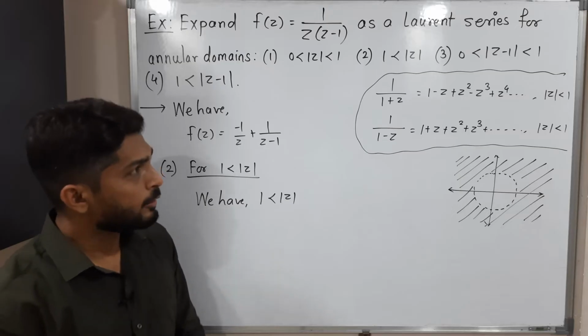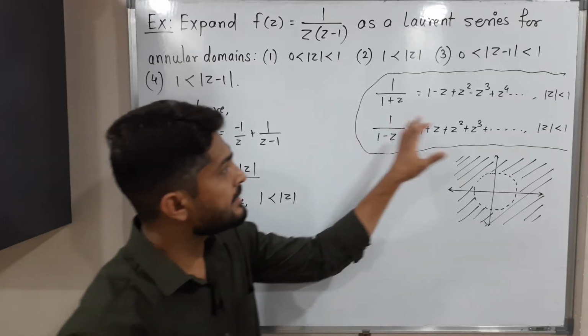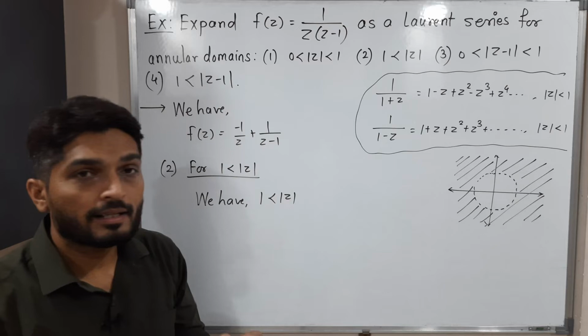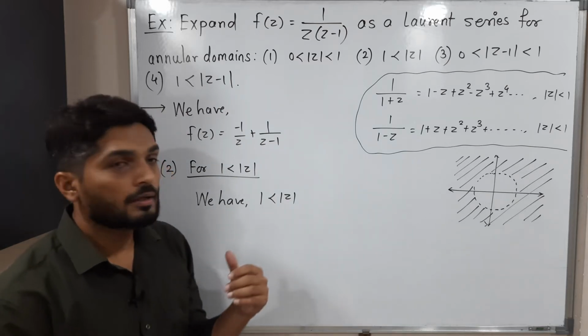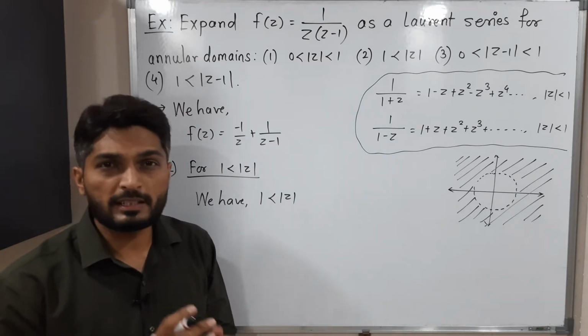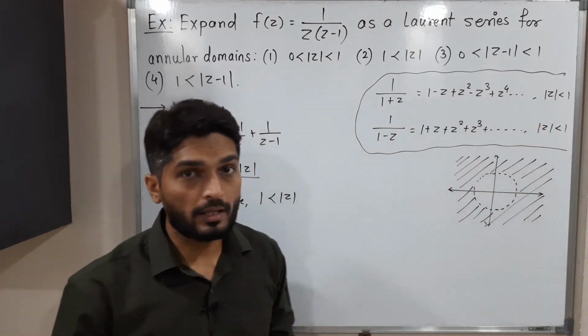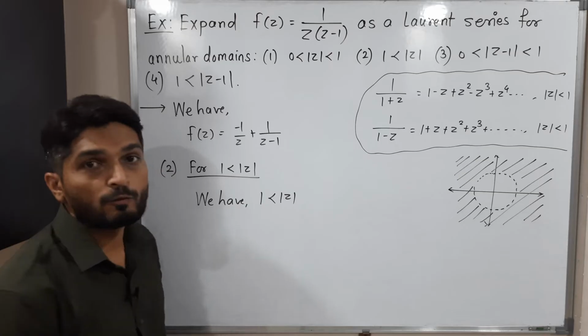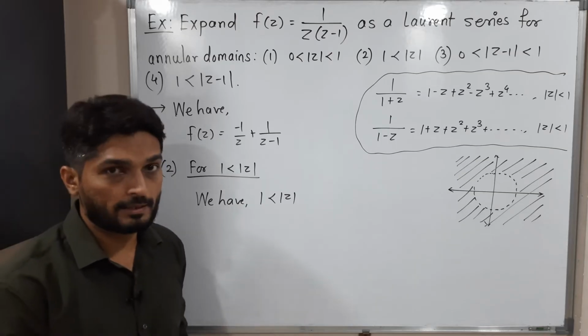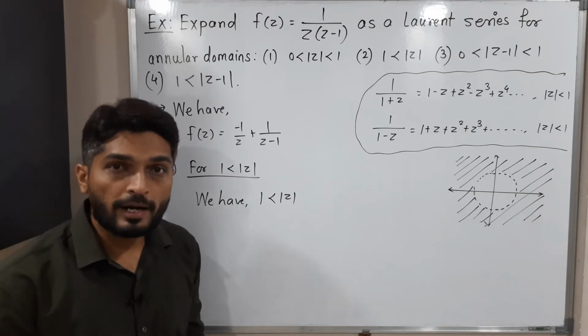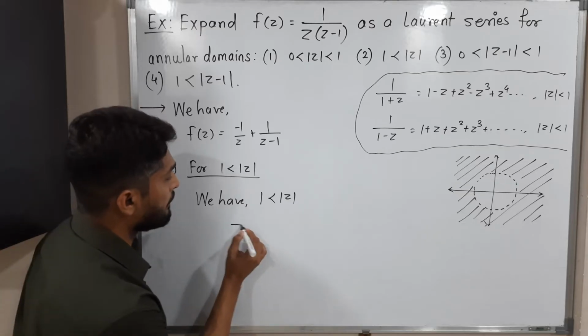Did you notice one thing? In this series, the condition is mod z less than 1, and what we have got is 1 less than mod z. Something is wrong. We want something less than 1. That means on the right hand side we want 1, and we got mod z. What will I do? I will divide both sides by mod z. Let us see what will happen.